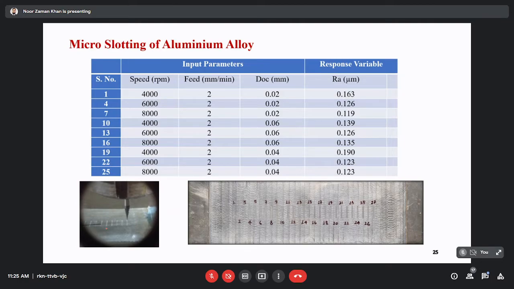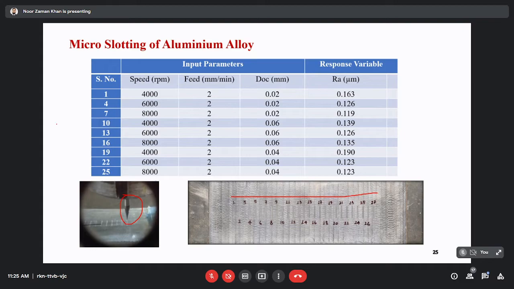If we talk about this micro slotting of aluminum alloys, just have a look. I performed 27 experiments with, I think, the diameter of end mill was 200 or 400 micrometer around. This is the micron size end mill. So I performed 27 experiments.